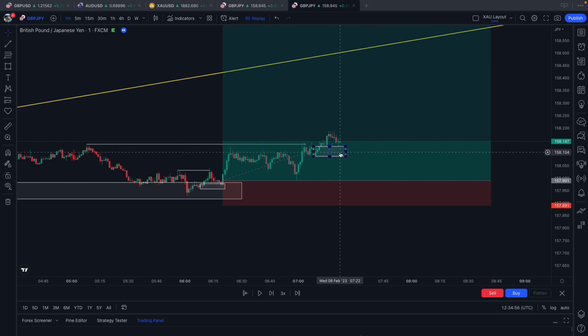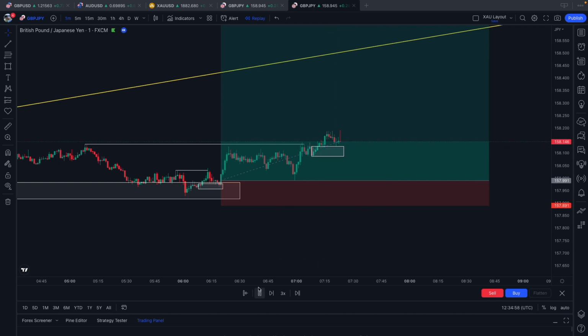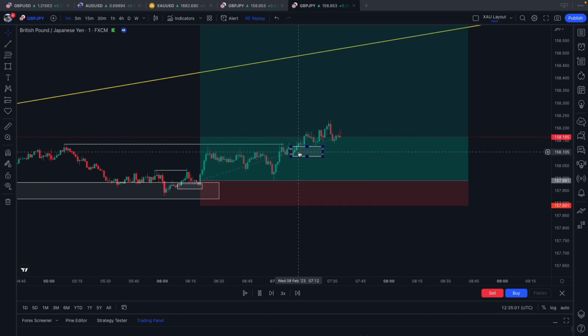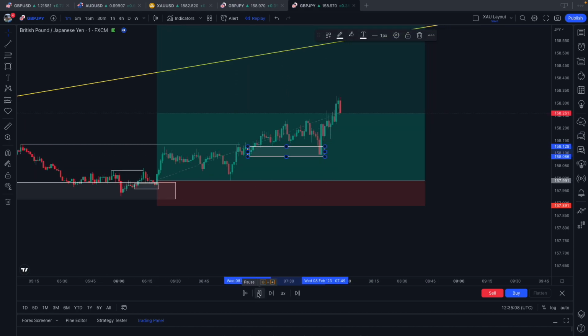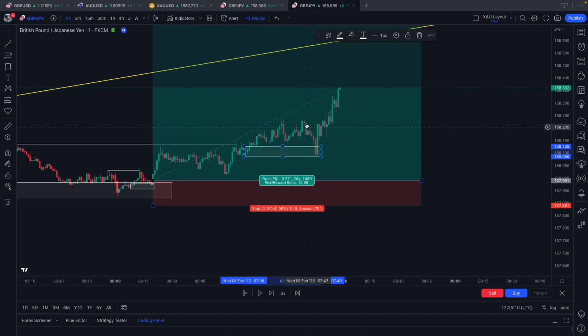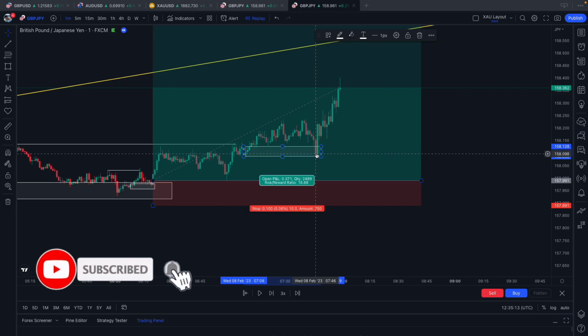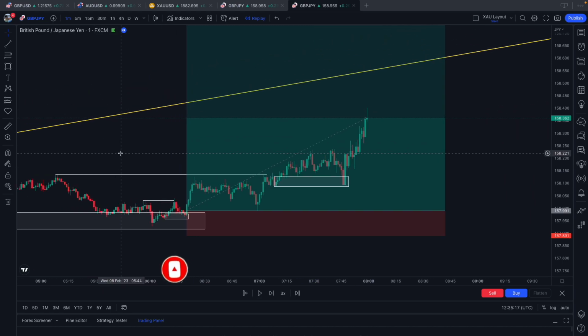It looks as though we've had a tap of that zone. Let's see if price digs deeper. Price has dug deeper into that zone. So as soon as we see price dig deeper and rejection to the upside, as soon as price pulls back here, I probably would have looked to get involved again.